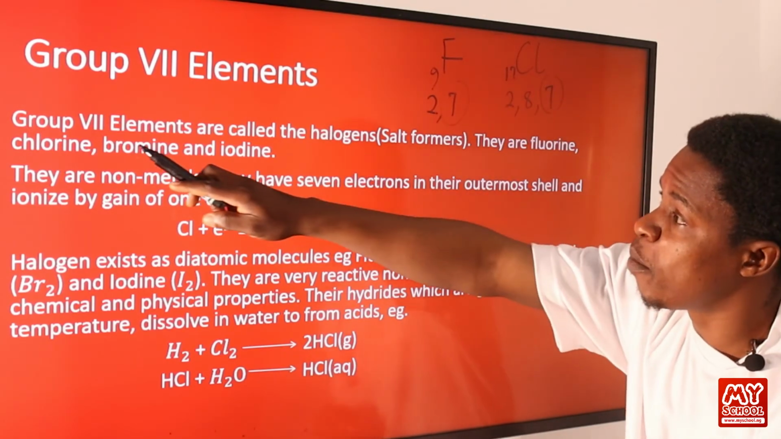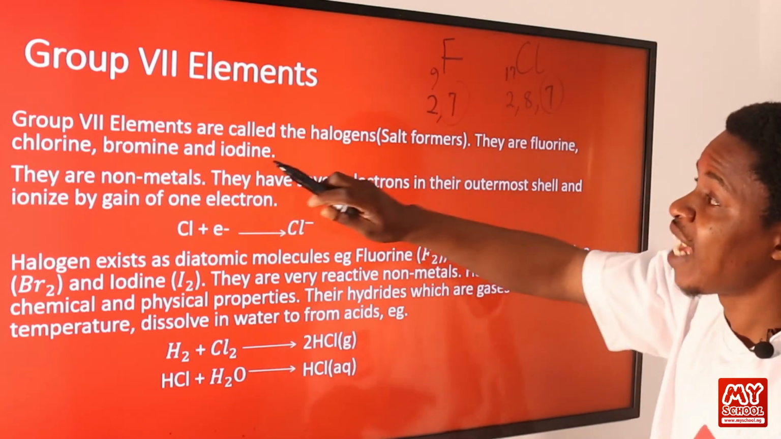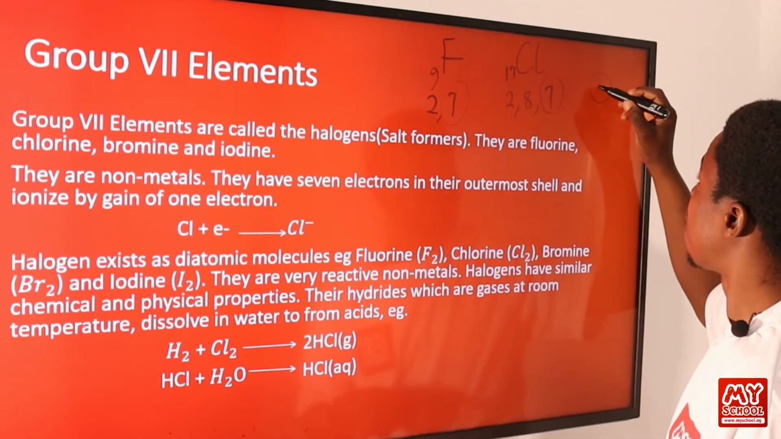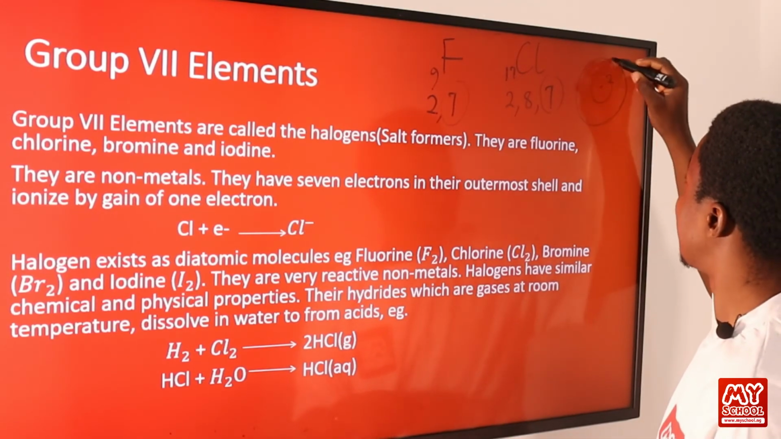If you look at bromine also, you will see that we have 7 outside. Iodine, we also have 7. So they have 7 electrons. If you draw that, for fluorine, 2 will be here. The second shell will take 7.